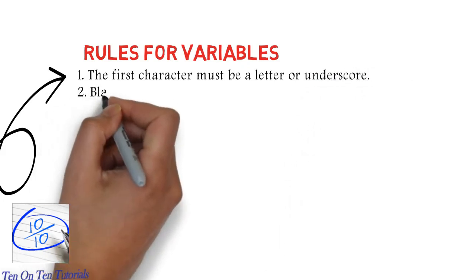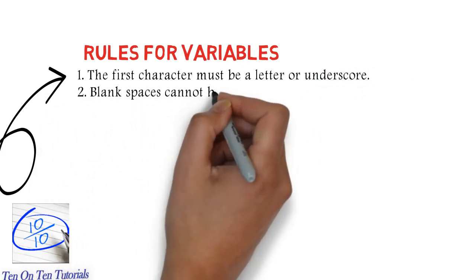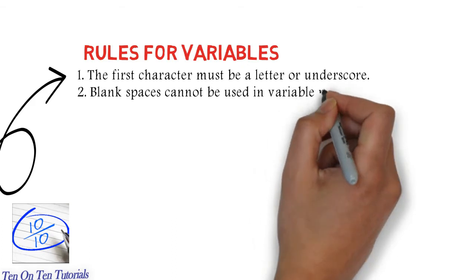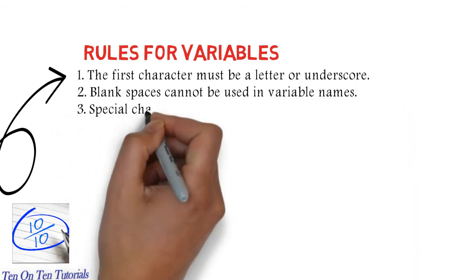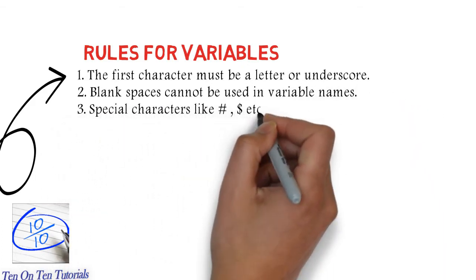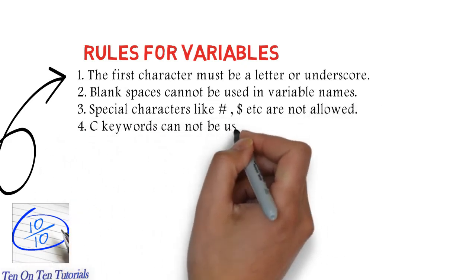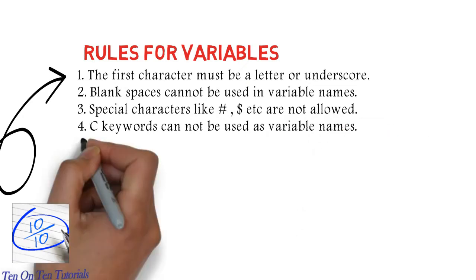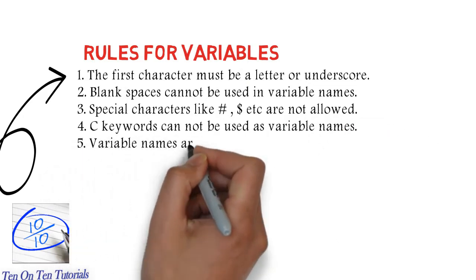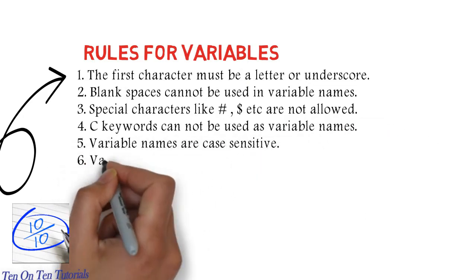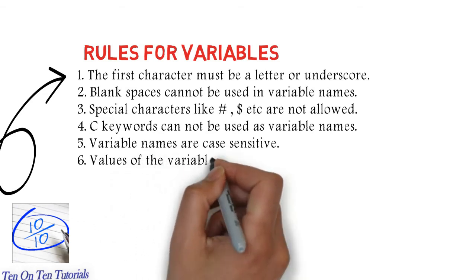Rule number 2. Blank spaces cannot be used in variable names. Rule number 3. Special characters like number sign and dollar are not allowed. Rule number 4. C keywords cannot be used as variable names. Rule number 5. Variable names are case sensitive.